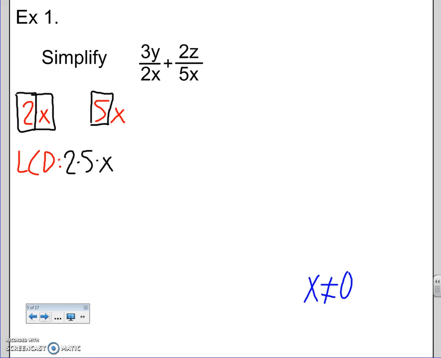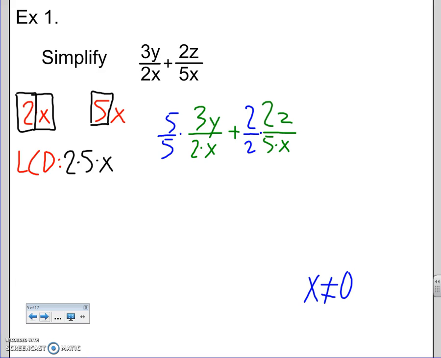That's my only restriction. Restrictions come from the LCD, which again will be our denominator in the end. Now let's fix each fraction. The first one is 3y over 2 times x, plus the second one, 2z over 5 times x. Well, the denominator needs 3 things. The first one's missing a 5, so I multiply by 5 over 5. The second one is missing a 2, so multiply by 2 over 2.